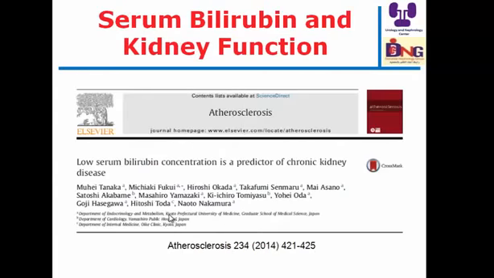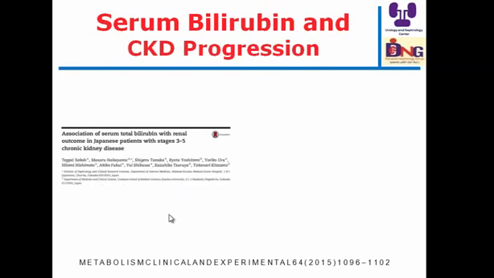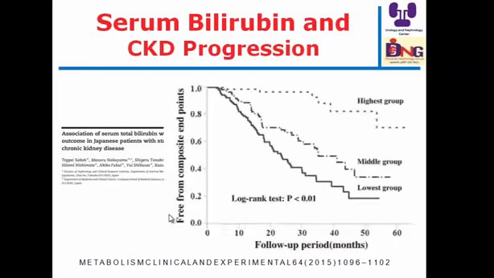Another study showed that low serum bilirubin concentration is a predictor of chronic kidney disease. And this is the last study in this sector showing the same. This is from Japan, including patients with stage 3, 5 to 6 chronic kidney disease. And they classified the patients included into 3 tertiles according to the value of serum total bilirubin.